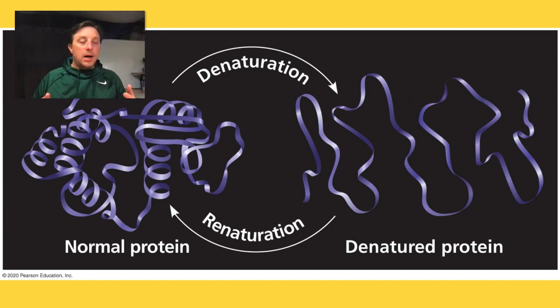And this denaturing can happen when there are changes to the environment, right? Things like heat, extreme changes in pH can cause a protein to denature and lose its function. Okay, and this is a very important concept that will come up again moving forward as we talk about different protein functions as we move through.